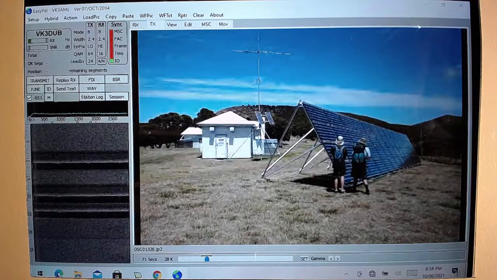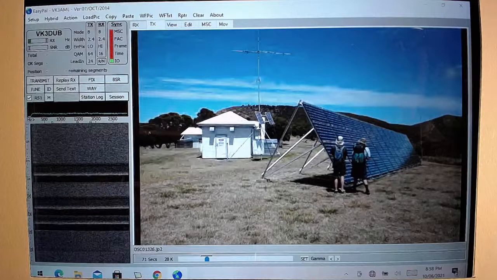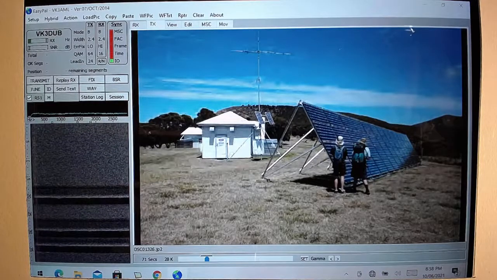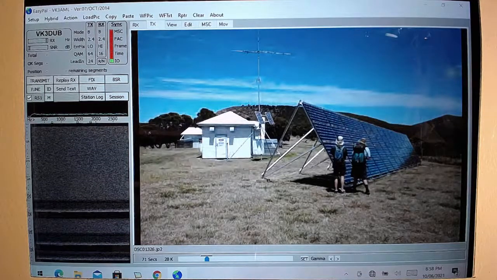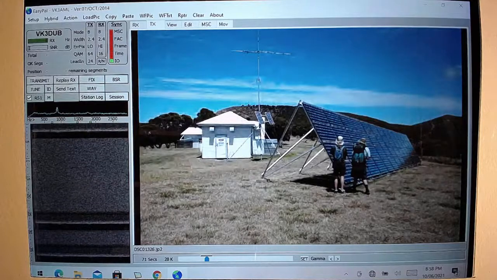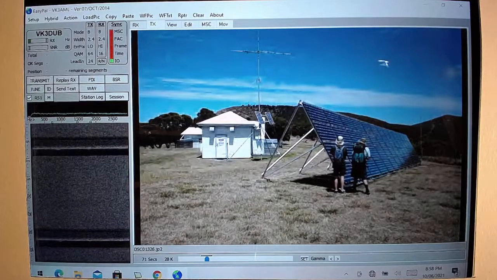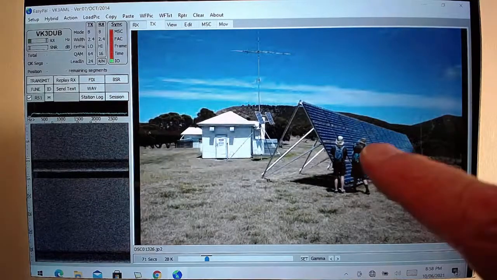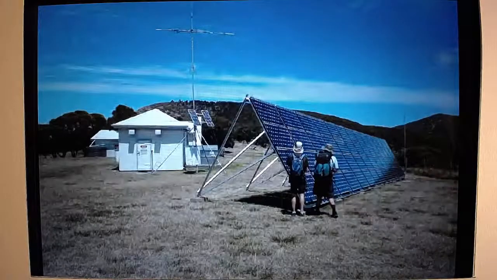What you're looking at there, for the people on the stream who might be interested, is the solar panel wall and the radio room on Deal Island in the middle of Bass Strait, which we visited in January. That's the solar panel wall. In fact, that might look better on full screen for a few minutes.